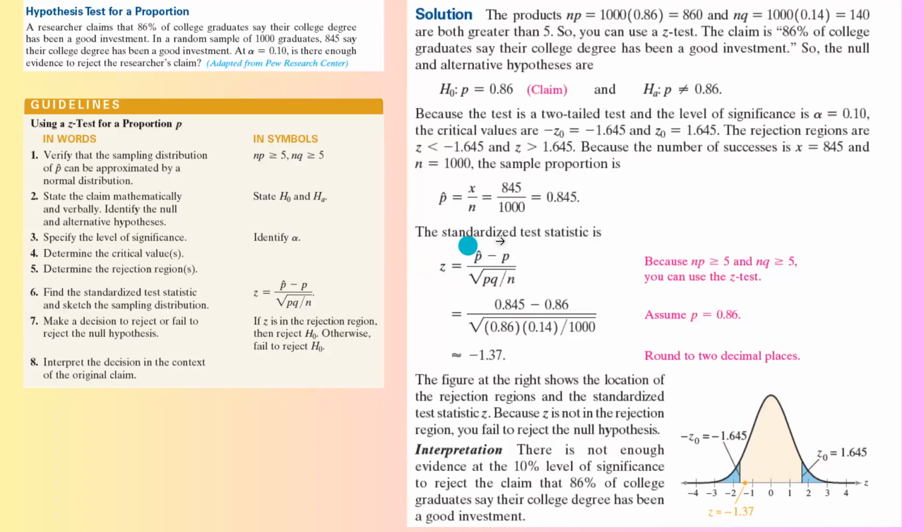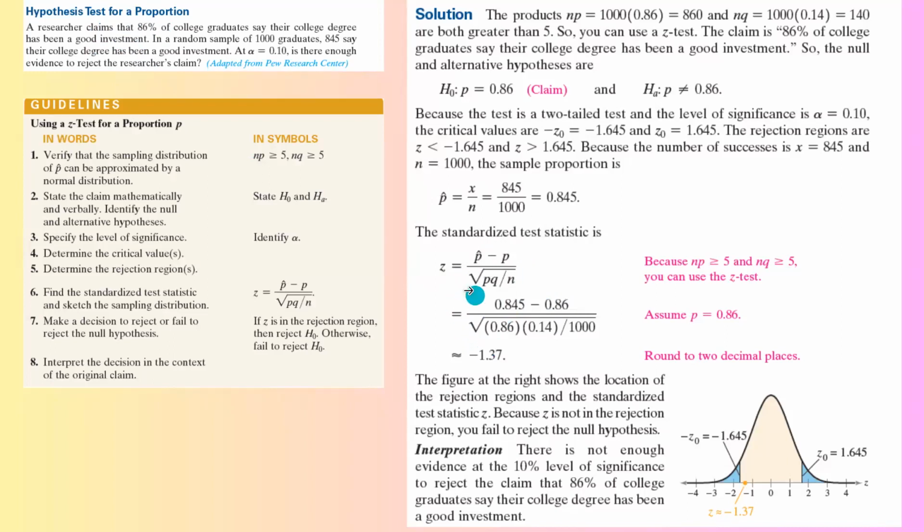To calculate the standardized test statistic, you have p hat minus p. p hat is the proportion of success in your sample. You know that in a random sample of 1,000 graduates, 845 said, hey, the graduate degree has been a good investment. So what is p hat? p hat is x, the number of people who said yes, divided by the total number of people, 845 over 1,000, which is 0.845. This is your p hat, minus p, which is the guessed population proportion, 86%.